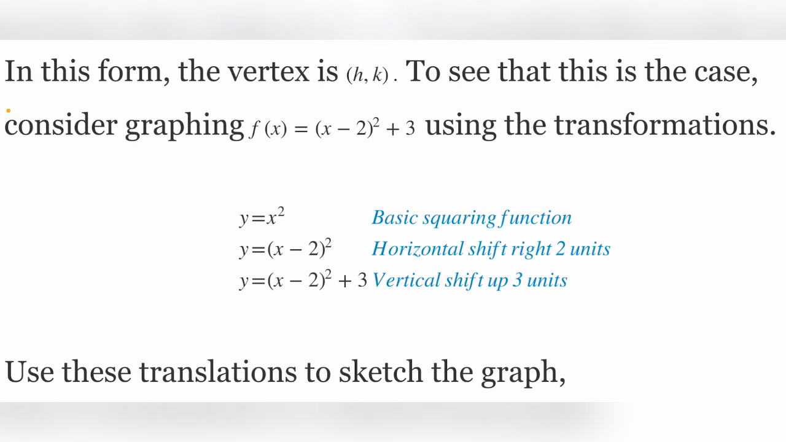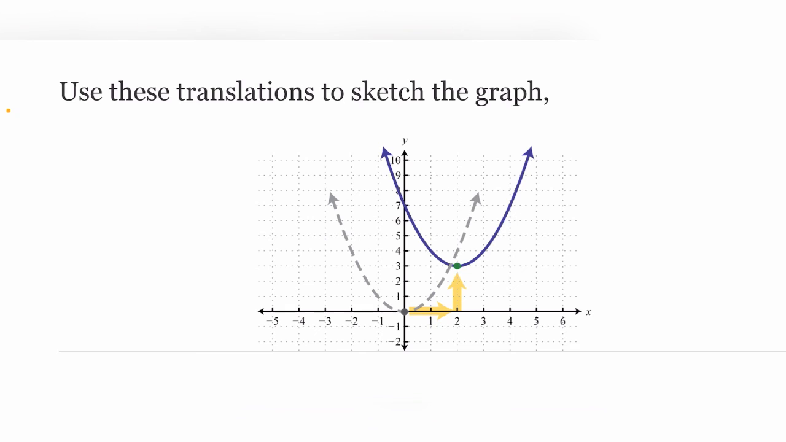Plus 3 means a vertical shift along the y-axis. It shifts up 3 units. Right and left, up and down. So we use these translations to sketch the graph: 2 units right and 3 units up. The parabola has its vertex at this point.